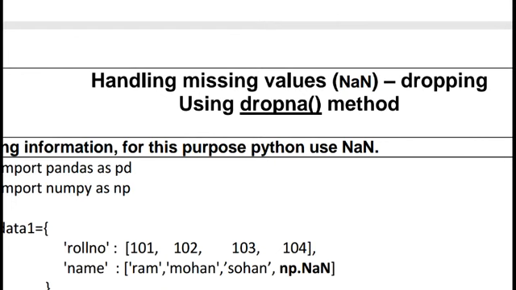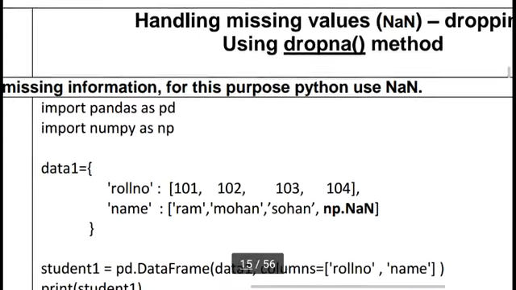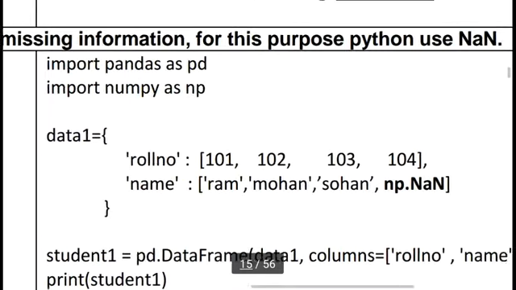I want to drop all the rows or all the columns which hold np.nan. I want to delete them. For this purpose I am using the dropna method. Dropna method means deleting. So here you can see the same example I am taking.